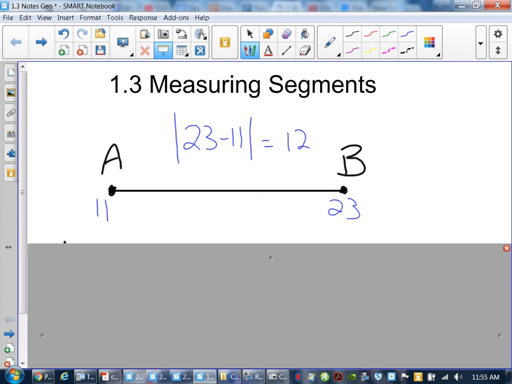If my numbers were different, say this one was negative 11, and let's say this is 3. How far apart are those? Well, they're 14, aren't they? They're 14. What you would do in this case is take 3 minus the negative 11.